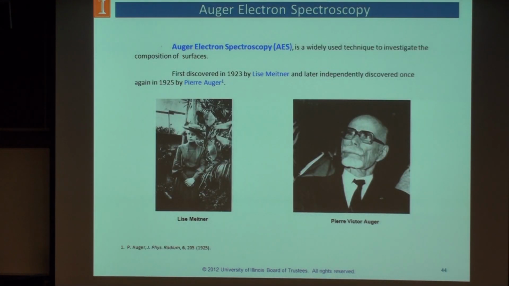Okay, so now let's move into Auger electron spectroscopy. So this is another widely used technique of surface analysis. It was first discovered in 1923 by Lise Meitner, and then it was later independently discovered once again by Pierre Auger. Now, Auger actually wrote this material up, and so the technique was then named after him.